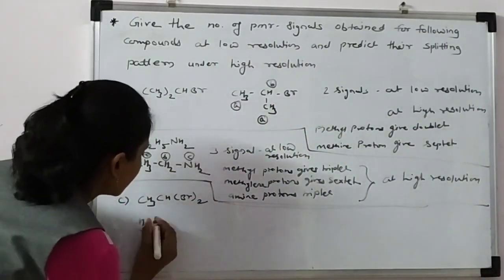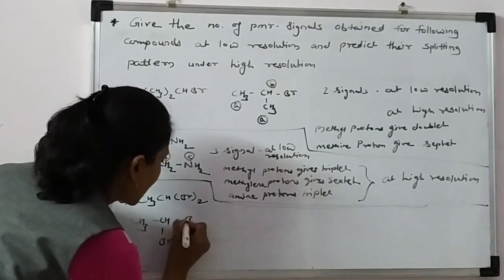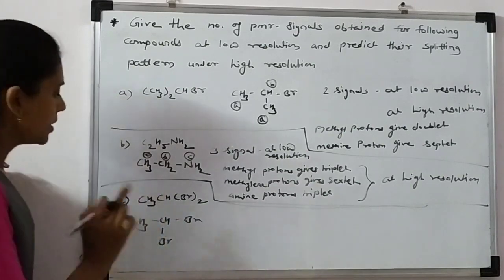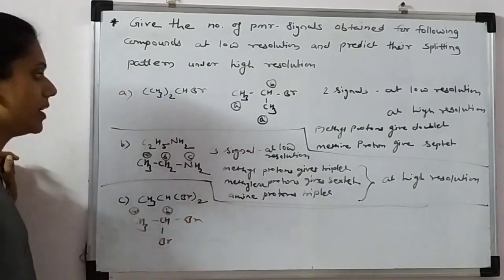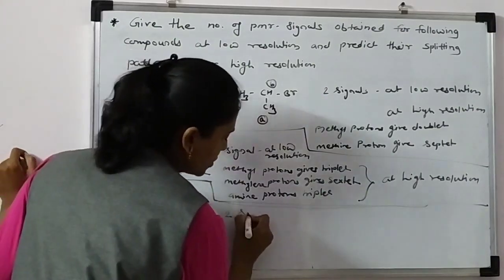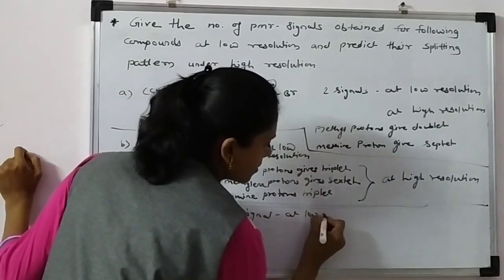CH3, CH, Br, Br. One methyl group and one methine group. That means A and B: only 2 signals we have obtained here at low resolution.